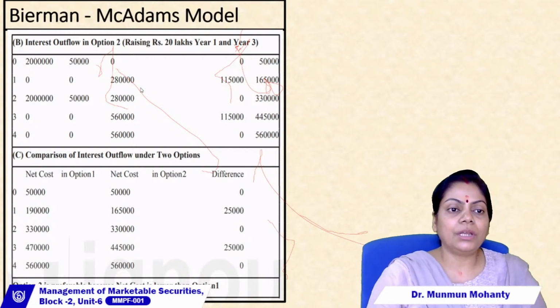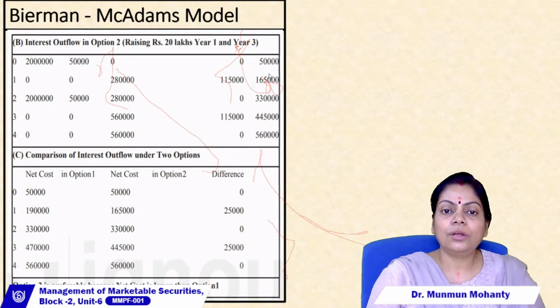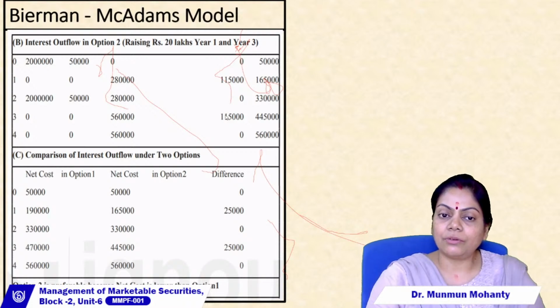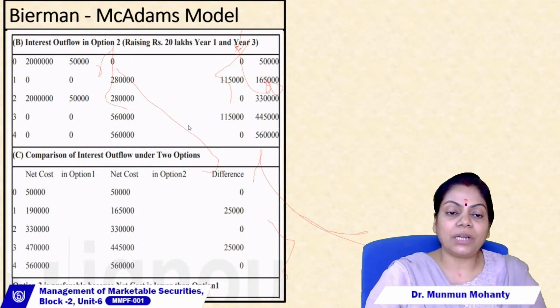First, 50,000 plus 0, then 0 plus 2,80,000 minus 1,15,000, that is 1,65,000. Again, 50,000 plus 2,80,000 minus 0. Then 0 plus 5,60,000 minus 1,15,000, this figure. Then 0 plus 5,60,000 minus 0, this figure. Okay, so this is how it has been worked out.